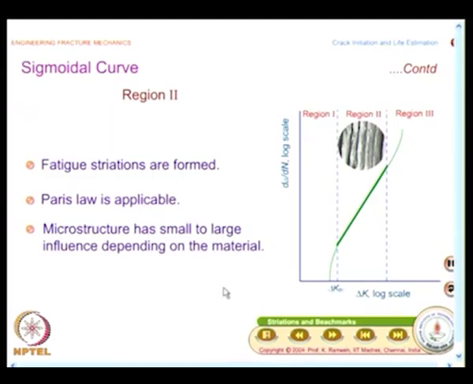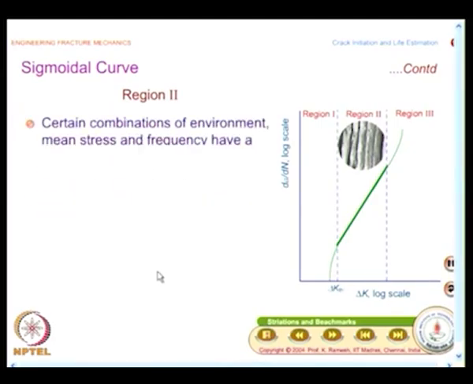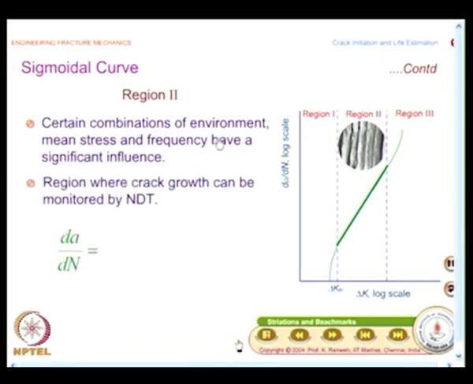And the next aspect is in what way the environment has a role. Certain combinations of environment, mean stress and frequency have a significant influence. See, you have a random vibration problem. So, you will have to know what is the frequency with which load is being applied. All that matters. The problem becomes more and more complex.